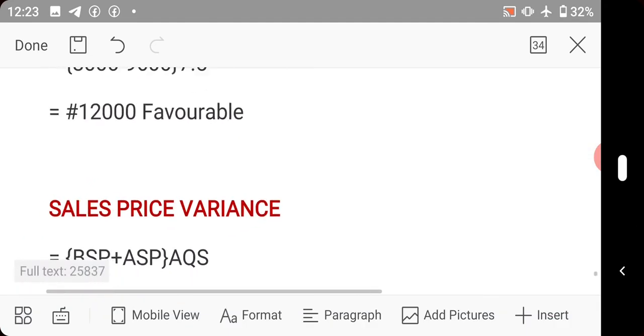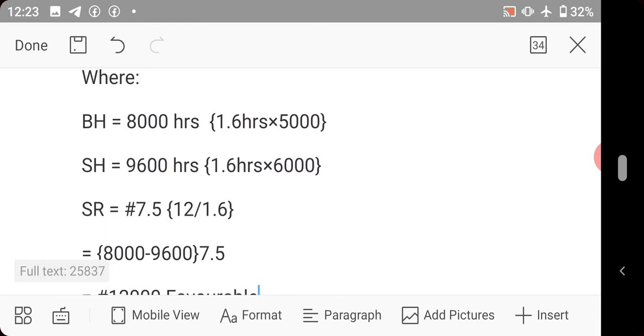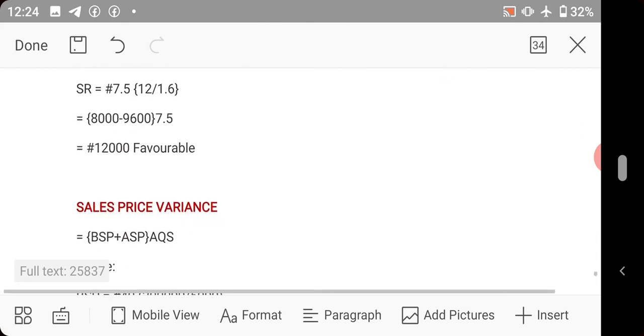Why is it favorable? It is favorable because standard hours increased. And why did it increase? It increased because actual units is higher than budgeted units. And whenever your actual unit is higher than budgeted unit, it is usually favorable because we are to gain more when we produce more and sell more. Are you there? So as long as we produce more and sell more, then we are making a good profit. So that is that for fixed production overhead.